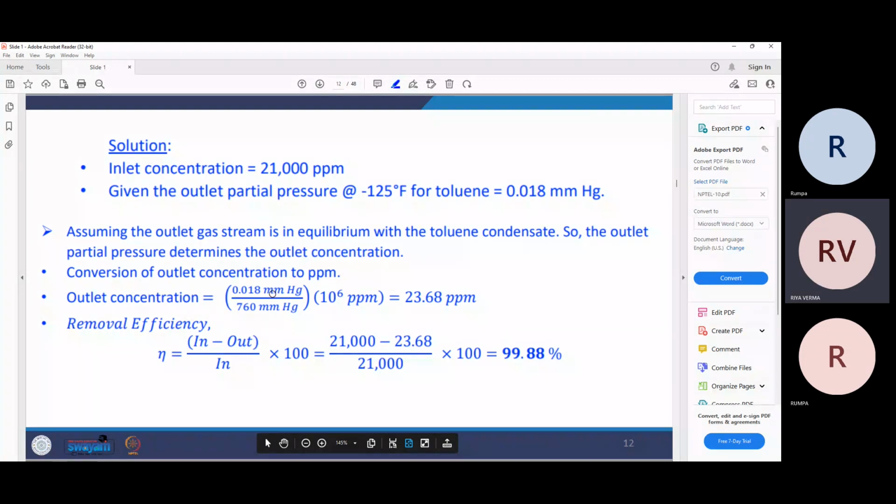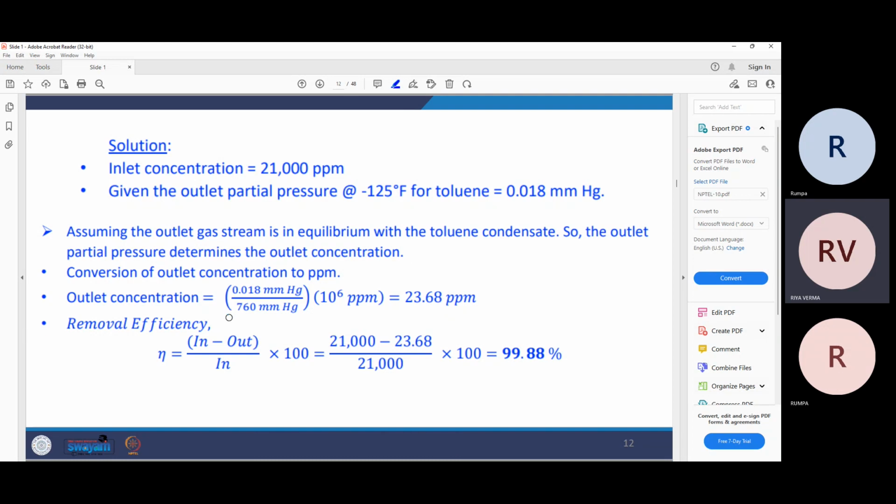So at standard temperature and pressure, it is 760 mm of Hg, and this is multiplied by 10 raised to power 6 ppm. To convert this value into parts per million, we multiply by 10 raised to power 6, so we'll get the outlet concentration as 23.68 ppm.